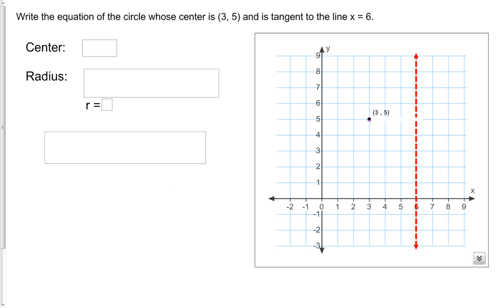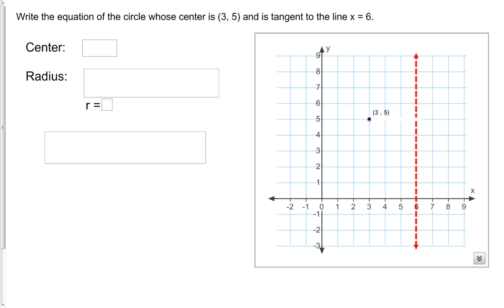Move on to one more example. Write the equation of the circle whose center is 3, 5, so in this case we're given the center, and is tangent to the line x equals 6. So I went ahead and drew in this line. X equals 6 is a vertical line, so I drew in that tangent line. And when something is a tangent line, that means that the circle touches it at exactly one point.